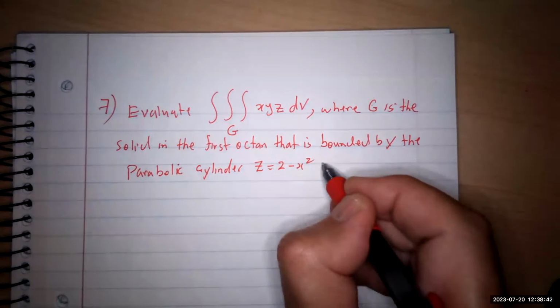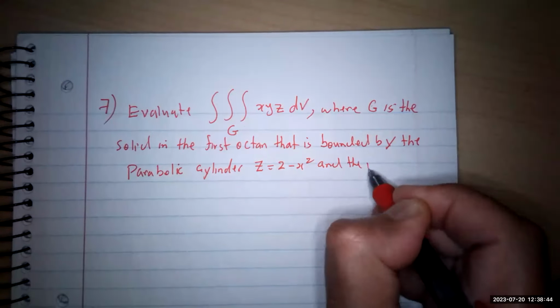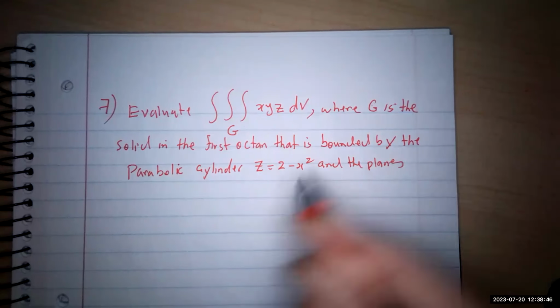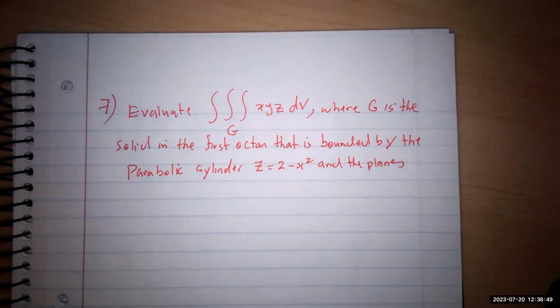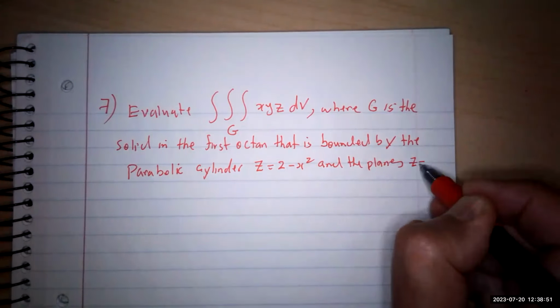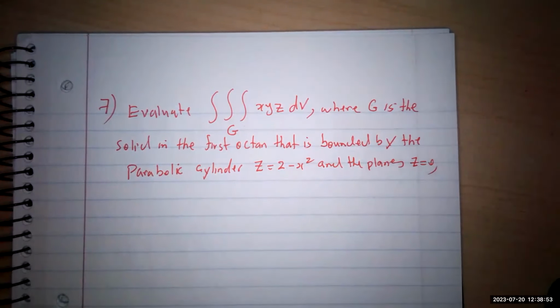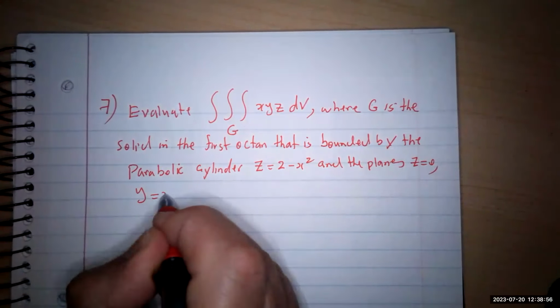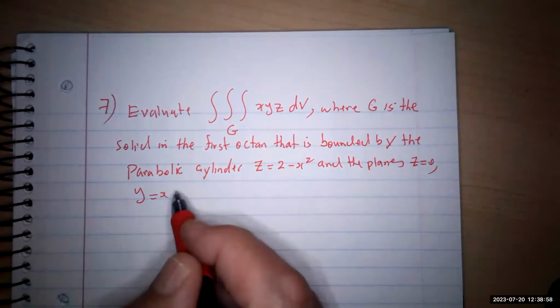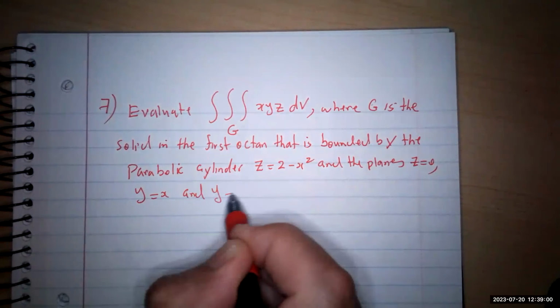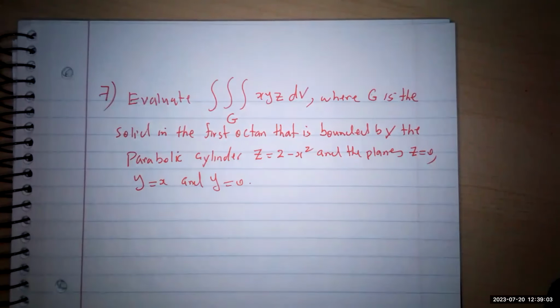And the planes. The planes are going to be the plane z equal to 0, this is one of them, y equal to x, and y equal to 0. You want to make sure that you read this information correctly, really. Otherwise, the integral is just a straightforward one. Okay, so it's very similar to the problem, I think number 5, that we did.